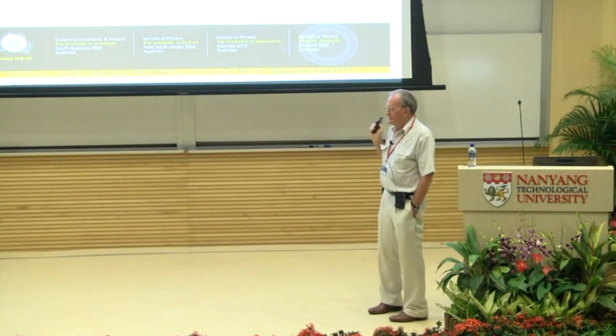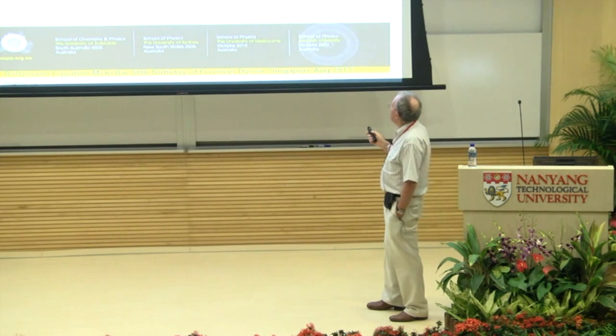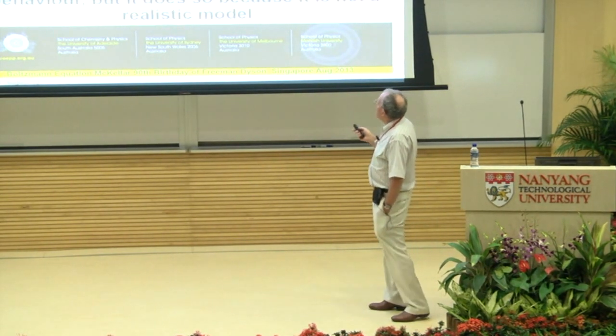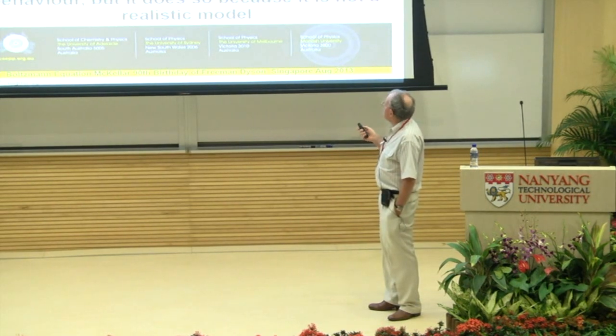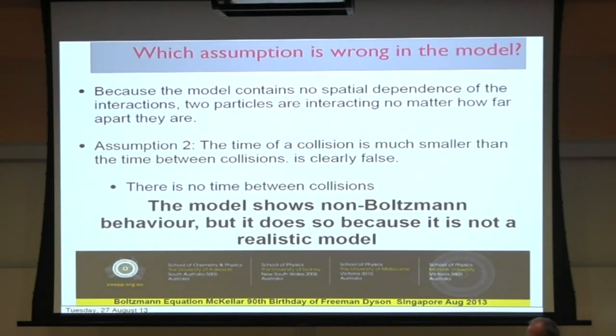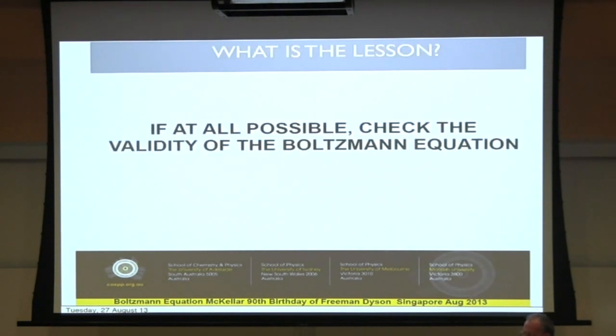So that means the time that the collision takes is arbitrarily long. It's always interacting. So that's the assumption in the derivation of the Boltzmann equation, in the usual way, that's false, so we shouldn't be surprised that we're getting non-Boltzmann behavior in this particular model. It's not a particularly realistic model. However, it does raise the question that when you're doing these calculations, if you do have a way of going beyond the Boltzmann equation, it may not be a bad idea to check that things are okay.